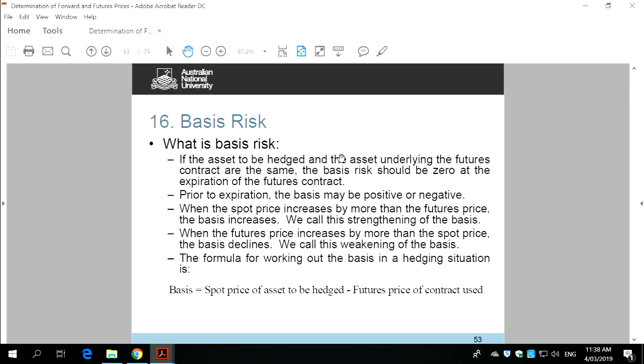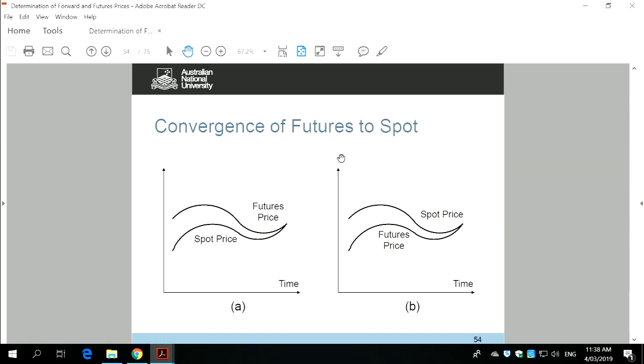So what is basis risk? In plain language, basis is the difference between the final spot price and the final futures price. All right, so let's have a look at this graph.